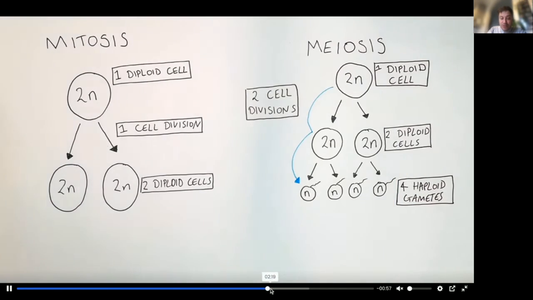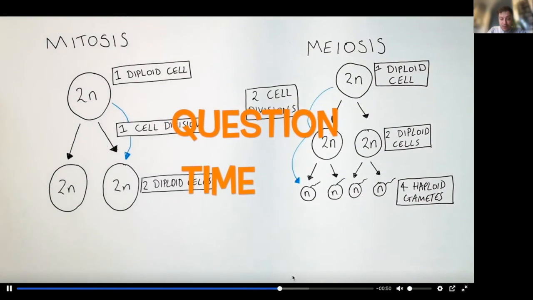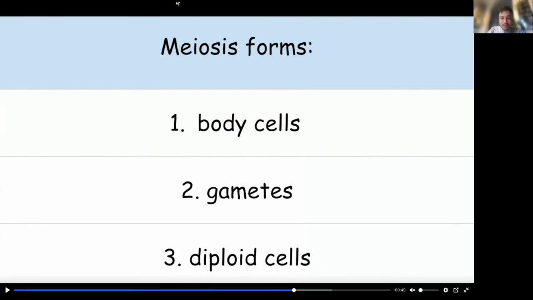So now let's do question time. How many chromosomes do gametes have, Veronica? 23. Got 23 chromosomes, one set. That's in a human, by the way. Remember, that's only in a human.